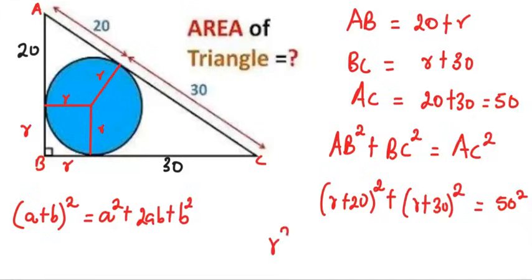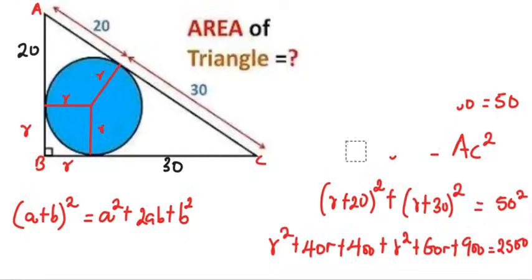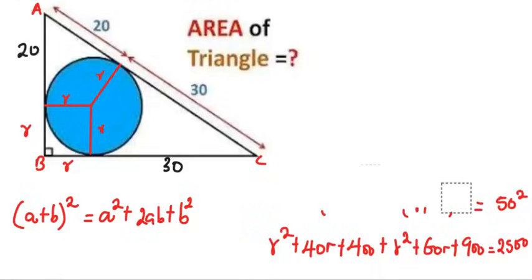So here we're going to have R squared plus 2 times 20 times R, which gives us 40R, plus 20 squared giving us 400, and then plus the second expansion, so we have R squared plus 2 times 30 times R giving us 60R, plus 30 squared giving us 900, so this is equal to 50 squared, that is giving us 2500. Okay, so now I think we're almost done because we're going to obtain a quadratic equation in terms of R, right?